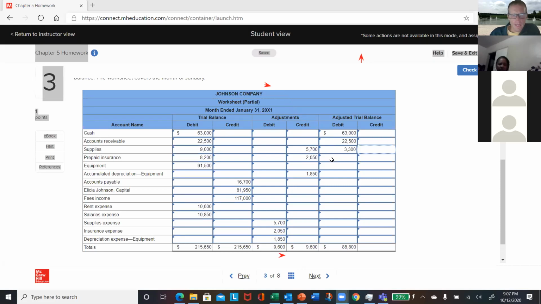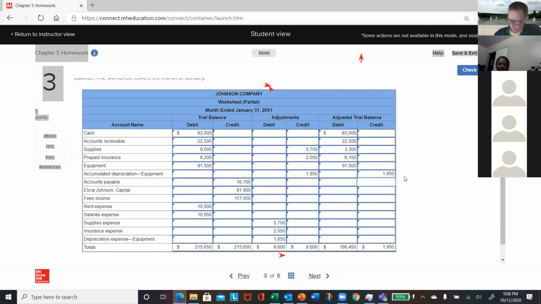Okay. How about for prepaid insurance? What would be the balance you want to carry over? 6,150. Yes, debit balance. Again, all you're doing is taking the 8,200, subtracting out 2,050. There's your balance. On the next one, there's nothing. You just carry it over. Equipment's 91.5. For accumulated depreciation, that's the only number, so you just carry it over. It's pretty easy. Accounts payable just carried over, 16.7. Same thing with capital.